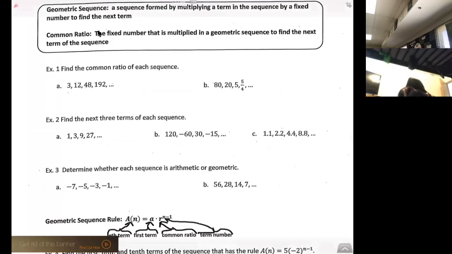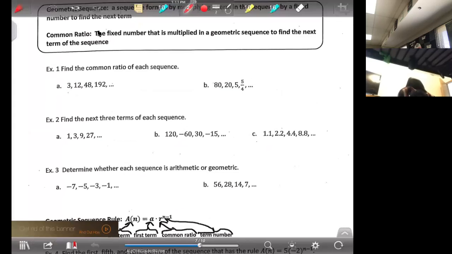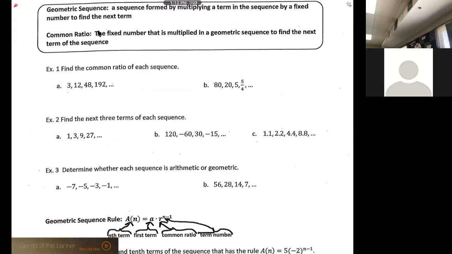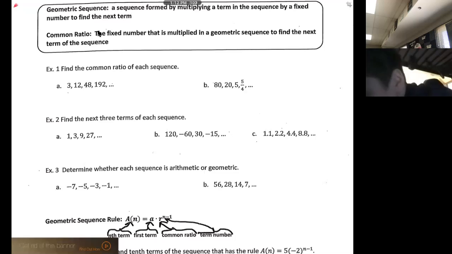You call me evil. So every single one of these examples is going to be like the problems you have on your assignment today. Now, the reason that's important is because watch what we do on our examples, because that's going to help you to know what to do on your homework, right? So example 1 says find the common ratio of each sequence.